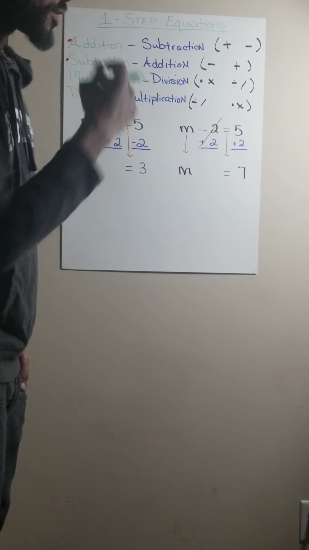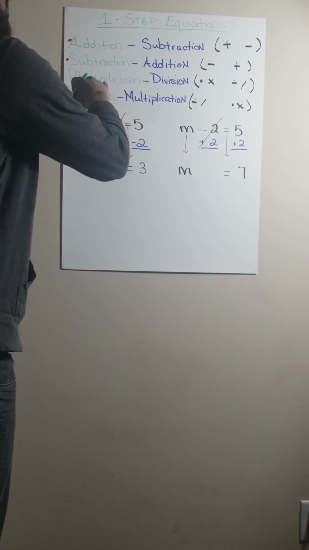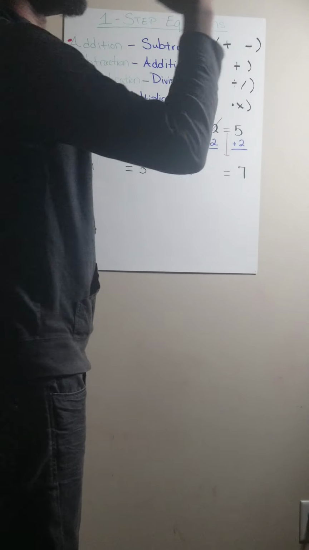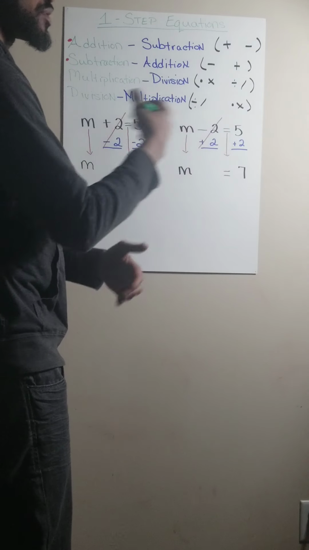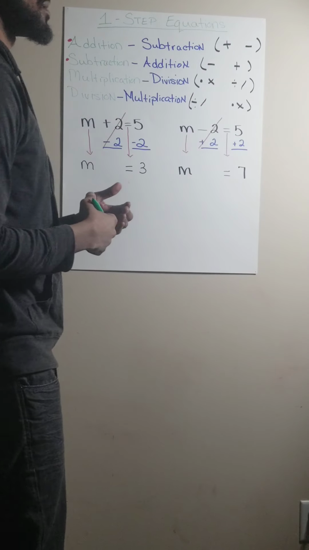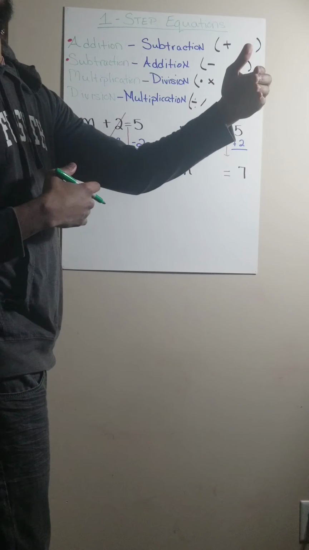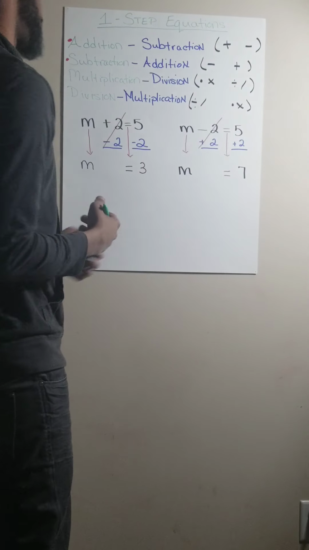multiplication. I'm going to introduce you to that one. When we multiply for one-step equations, we want to do the opposite, which is division. The opposite of multiplying is dividing.